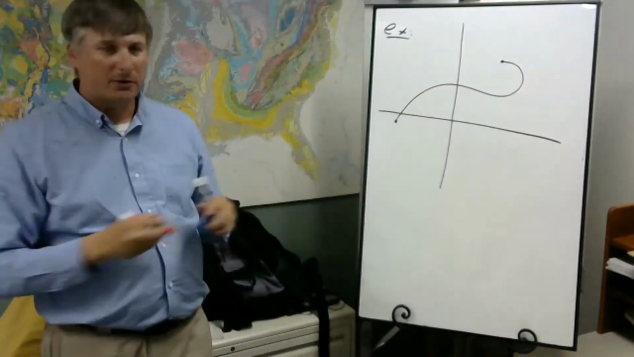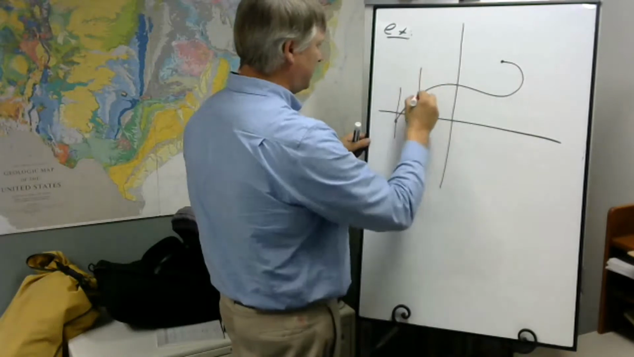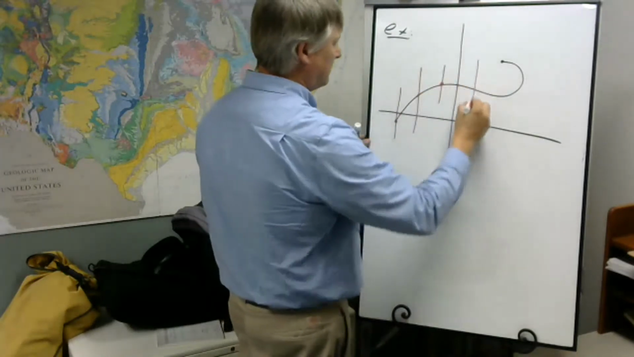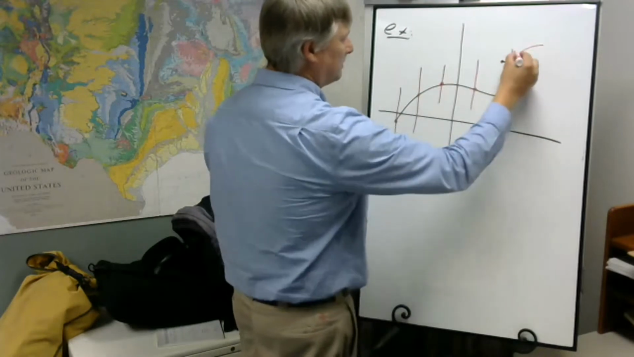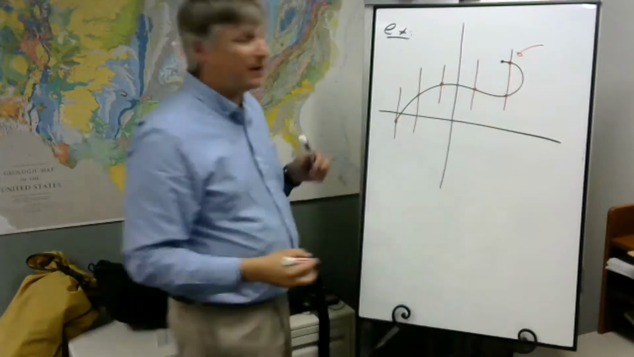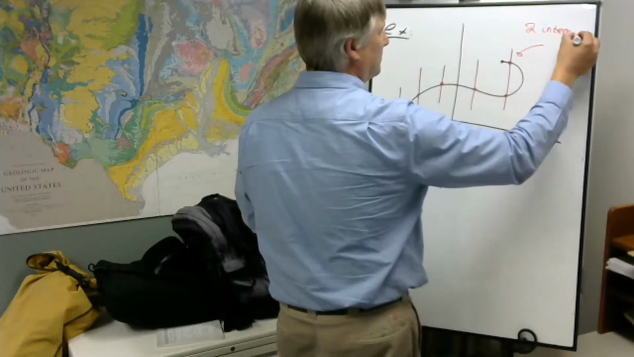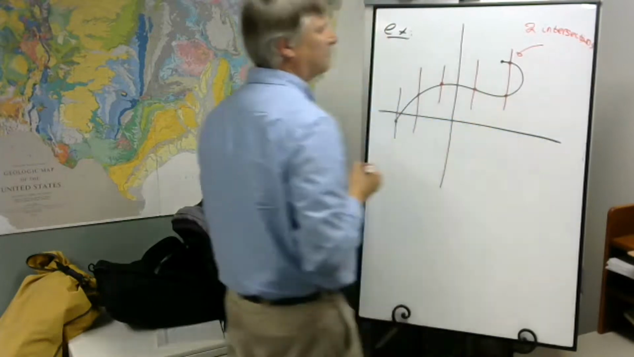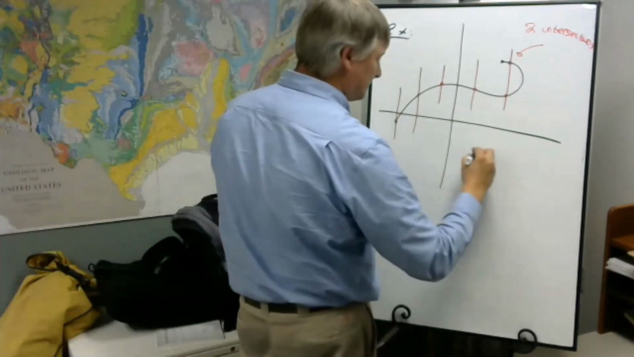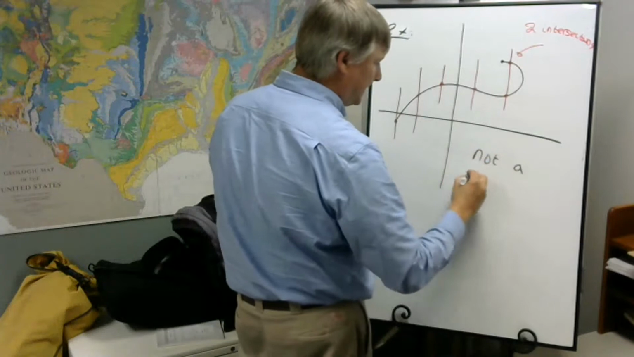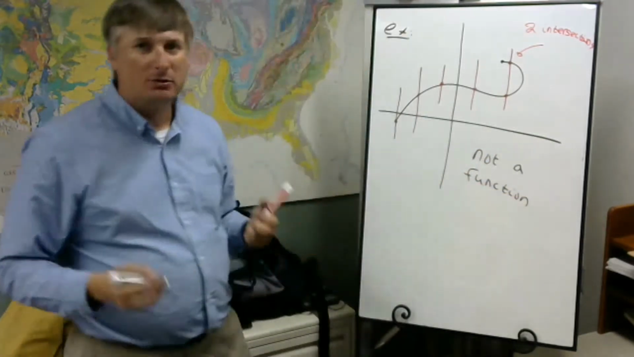So if we start putting vertical lines here, that's okay. That's okay. That's okay. This one's a problem. Here we have a vertical line with two intersections. So this means this is not a function. Now, how does this relate to what we said before about repeated domain values?